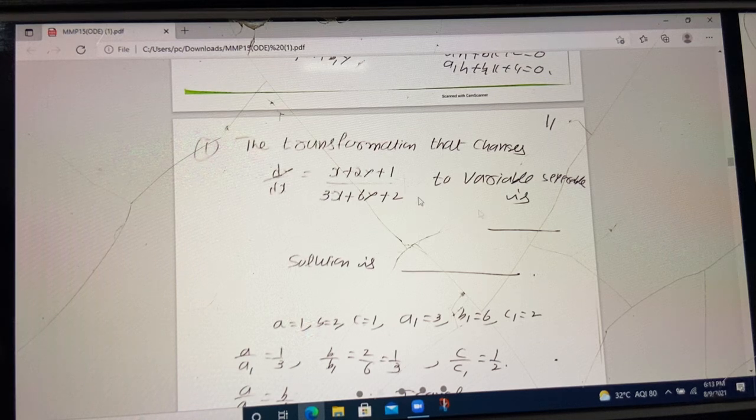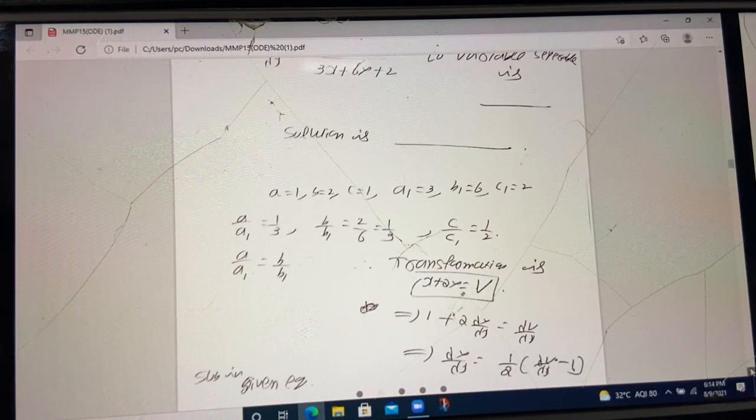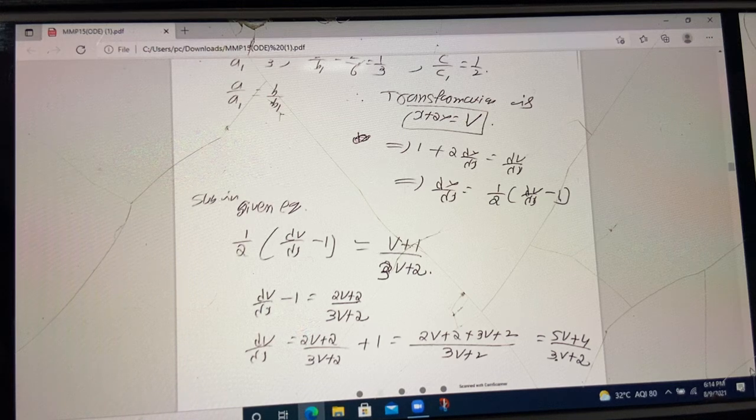So what is the transformation we have to use? x + 2y = v. What does solution mean? Replace wherever x + 2y is there by v. If they ask for the solution only, proceed further. If they ask for the transformation, stop. Then how to substitute? d by dx of x is 1, dy by dx becomes dv by dx. What is dy by dx? dv by dx minus 1, into 1 by.